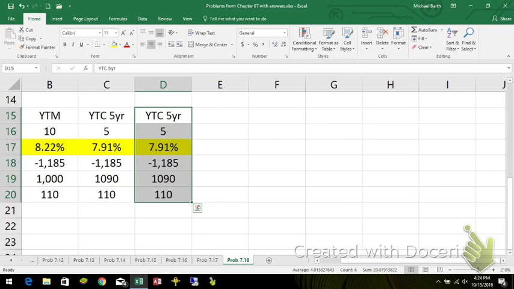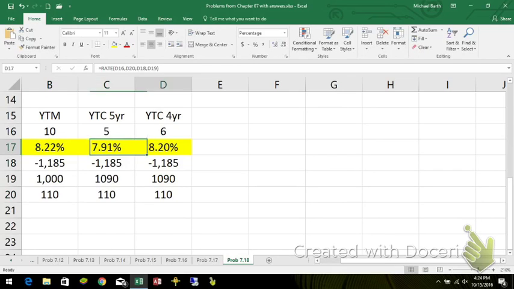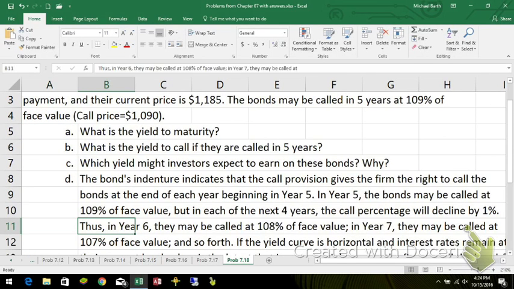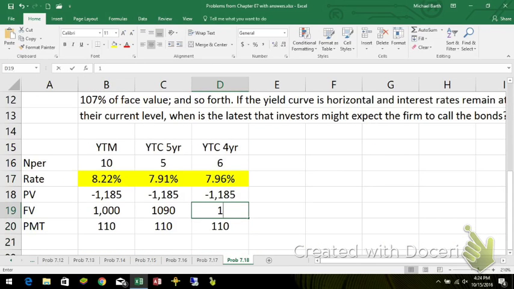So if we assume that instead of calling the bonds at 5 years, they call them 6 years from now, that would mean that an investor would have been able to hold the bond for 6 years and then only get 1,070. Oops. In year 6 it is 108%, so that'd be 1,080. All right, so that's still a lower number than the yield to maturity.